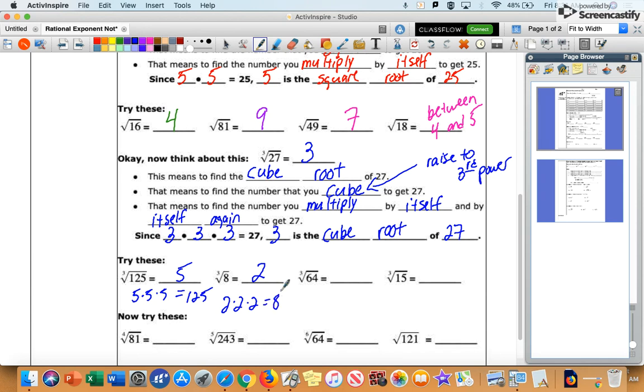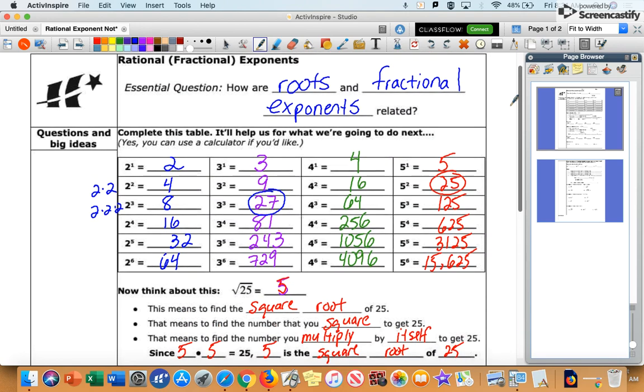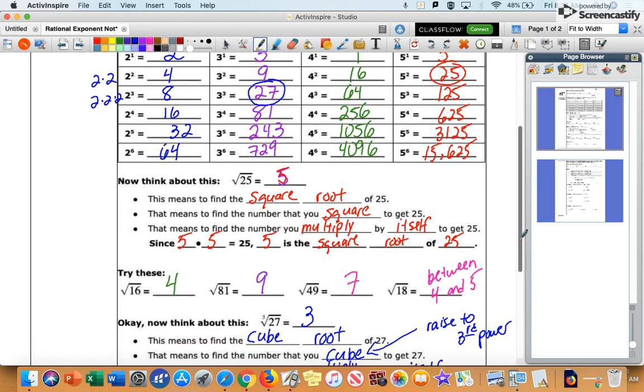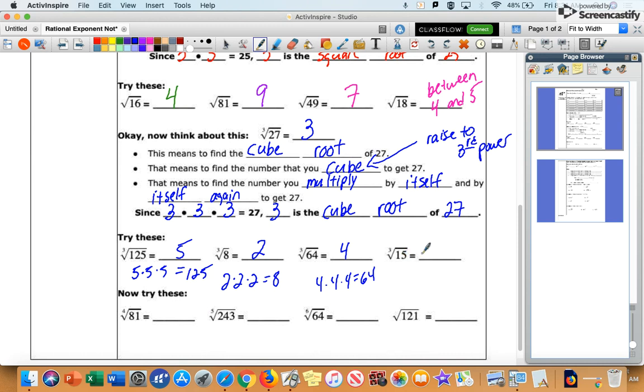Up on the chart, we could also figure out the cubed root of 64. What times itself 3 times is 64? 4 times itself 3 times is 64. And then what times itself 3 times is 15? Well, once again, 2 times itself 3 times is 8. 3 times itself 3 times is 27. So this is going to be between 2 and 3 then. 2 times itself 3 times is 8, and 3 times itself 3 times is 27. So somewhere between 2 and 3, more like maybe close to halfway between 2 and 3.